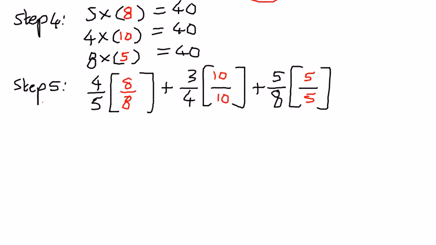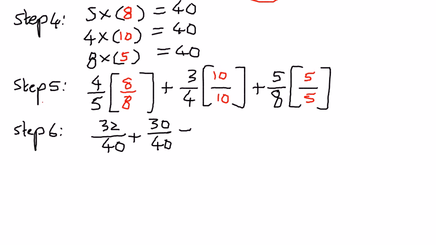So now in our next step, step number 6, we're going to multiply the numerators and multiply the denominators of each of these fractions. 4 times 8 is 32 divided by 40, plus 3 times 10 is 30 divided by 40, plus 5 times 5 is 25 divided by 40.